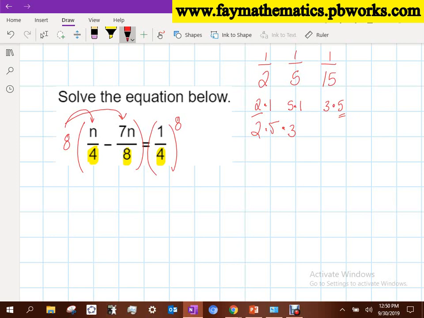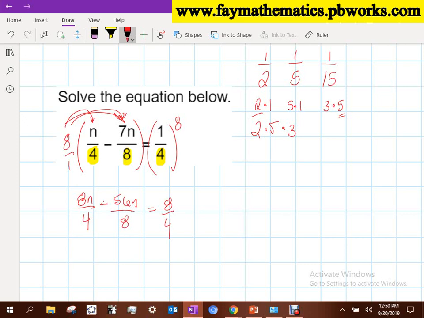So 8 times n over 4. Well, that's going to give me 8n over 4. I'm just multiplying a fraction times a fraction. Minus then, when I multiply here, 56n over 8. And that's going to give me 8 over 4. Now, most people are not going to write it that way because of what happens next.